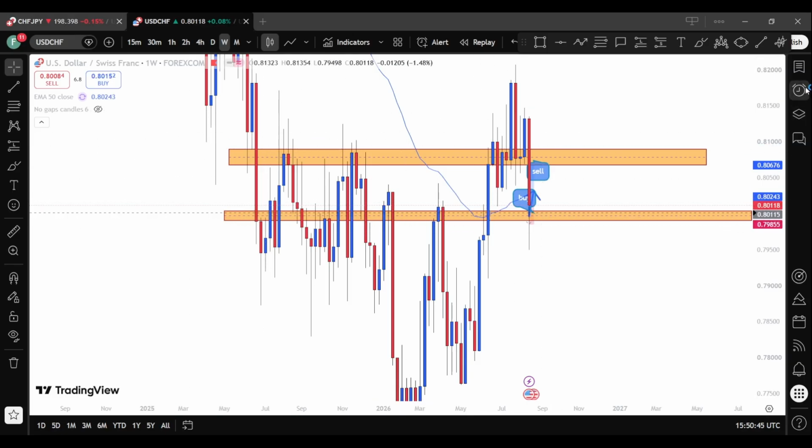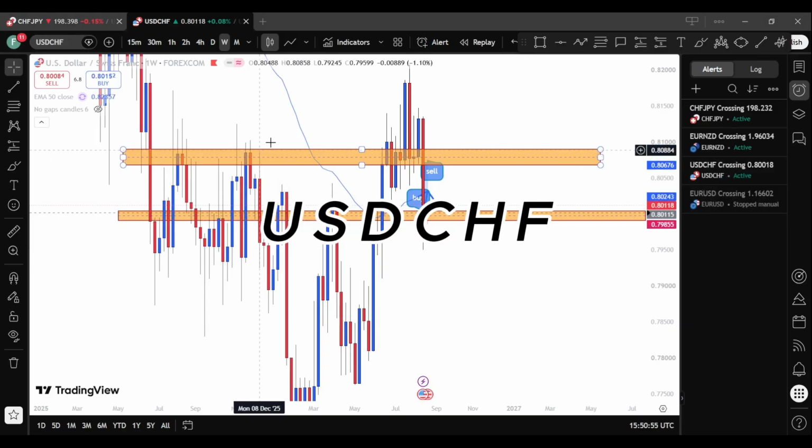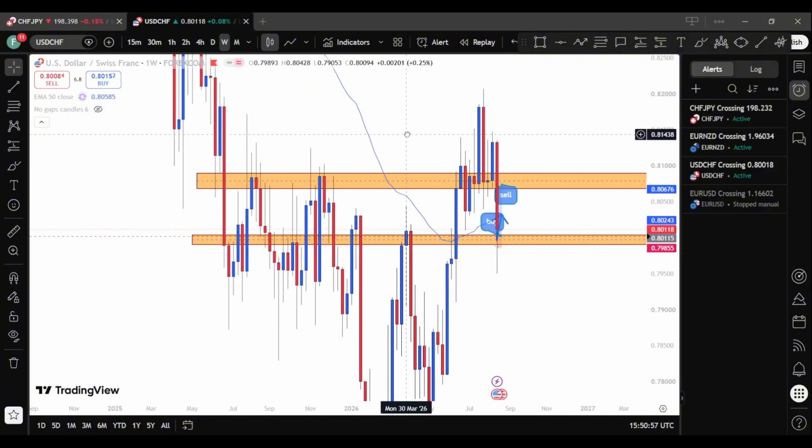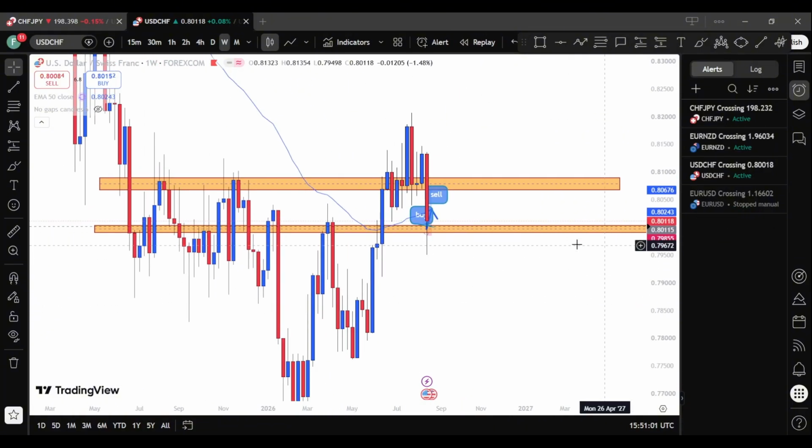So right now we have one, two, three, four pairs that we're interested in for this week, right? And the first one we're going to start off with is USD CHF. So here on USD CHF on the weekly time frame, this market is currently bearish. We had a shift in structure around here, right? And that shift in structure is what made the market bearish on the weekly time frame.